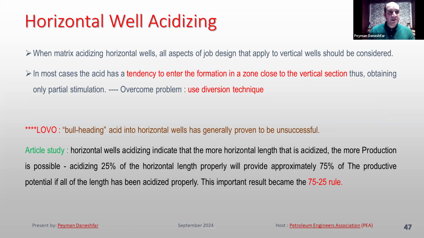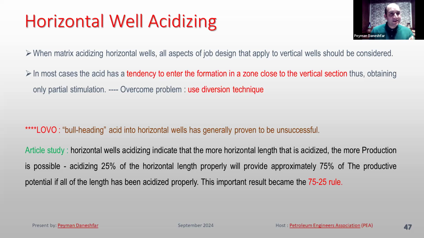Horizontal well acidizing. All aspects that we use in a vertical well, for example with coiled tubing or bullheading, we can use in a horizontal well. But when our horizontal well has a big interval, we should use some diverter to cover the first stage where the acid goes inside. After that, the diverter and the main acid are repeated to cover the whole interval. In a horizontal well, we should use a diverter for acidizing.